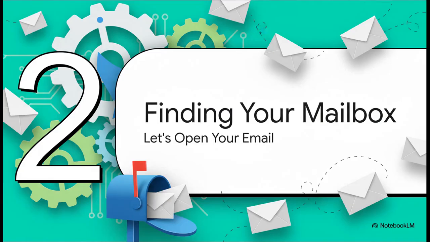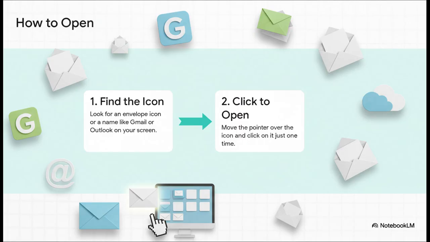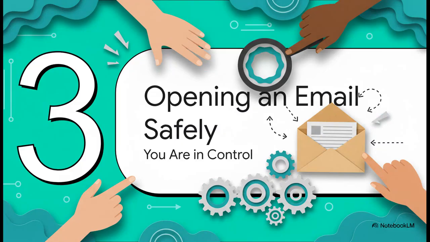All right, now that we know what email is, let's actually find your digital mailbox. This is our first action step, and it's a super easy one. So on your computer or phone screen, just look for a little picture. We call that an icon. It often looks like a little envelope, or maybe it has a name on it you recognize, like Gmail or Outlook. Once you find it, just move your mouse pointer right over it and give it one single click. That's it.